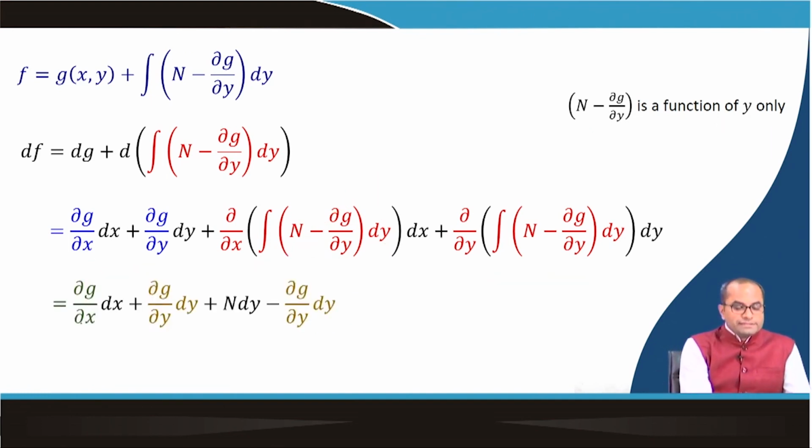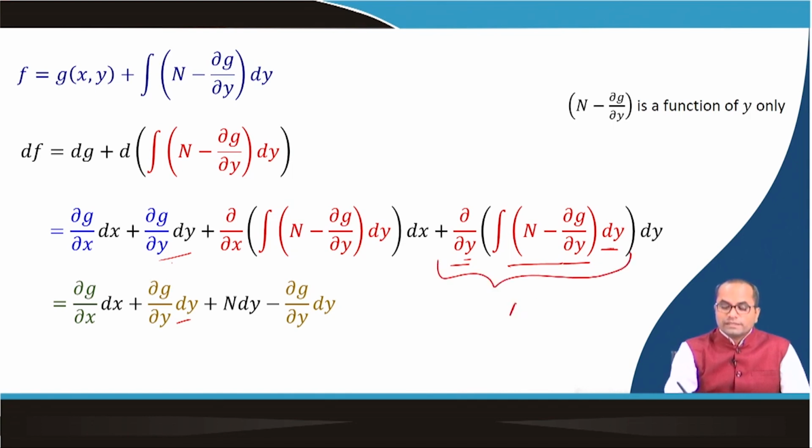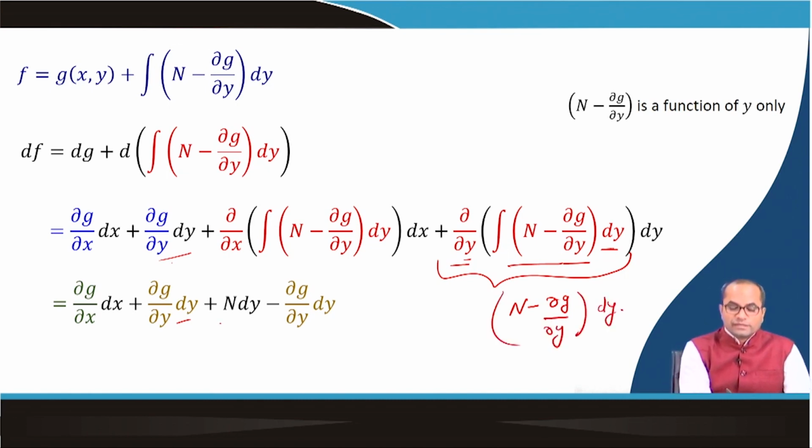Okay. So, we have del g over del x dx, del g over del y dy, and then we also have the partial derivative of this integral, which was with respect to y. As a result, differentiating this integral will give only n minus del g over del y, multiplied by dy. So, that means n dy and minus del g over del y multiplied by dy.